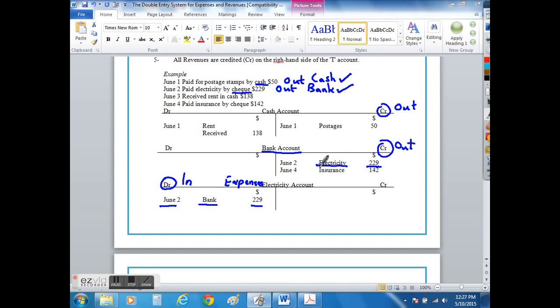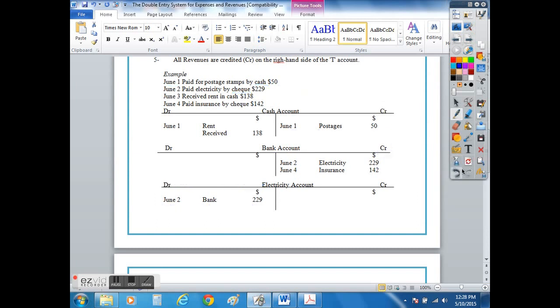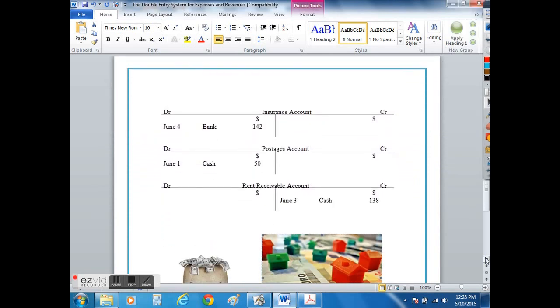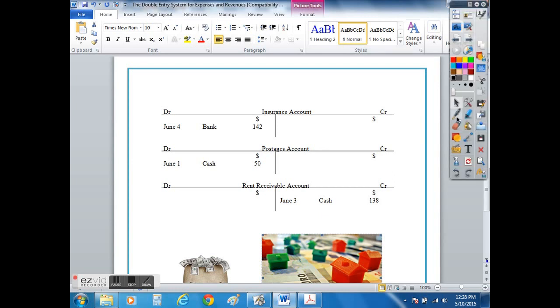If we were looking at the postages, which was the first example, again it would come out of our cash account on the credit side on the 1st of June and would go into our postages account on the same date. So in this case we can see that our postages would be a debit entry, and that would be shown on the debit side of the postages account on June the 1st and cross-referenced to cash.